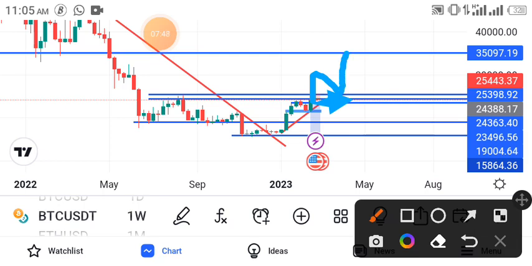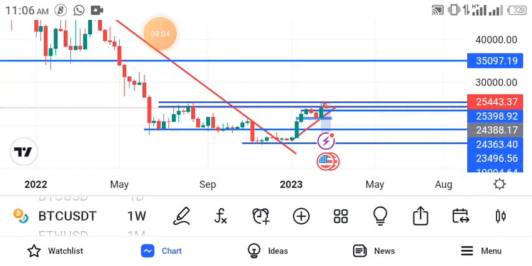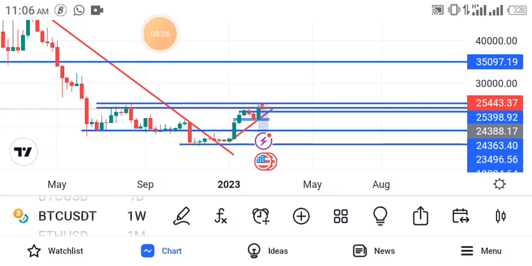It will now continue to the neckline of the M pattern. This neckline, yeah, remember this neckline that I will mark out. So that is it. But for me, I don't think the market will go back to this neckline, because in fundamental analysis, BTC is bearish, like the crypto market is still bearish.